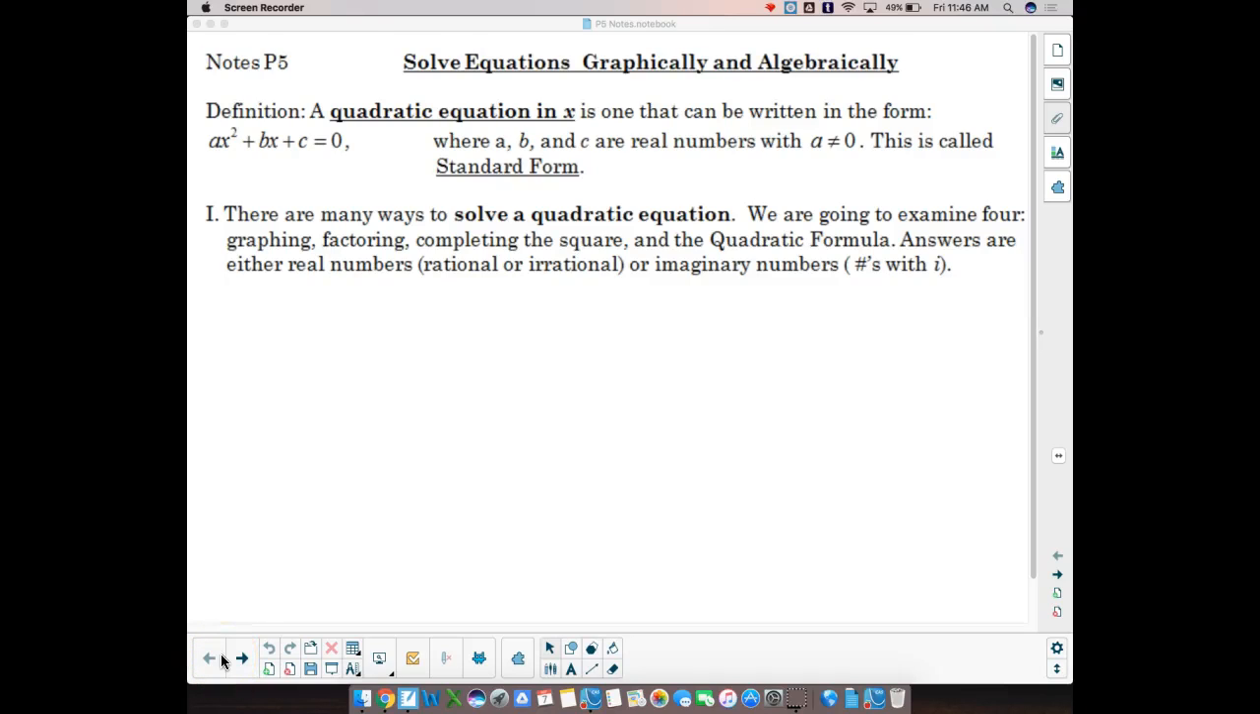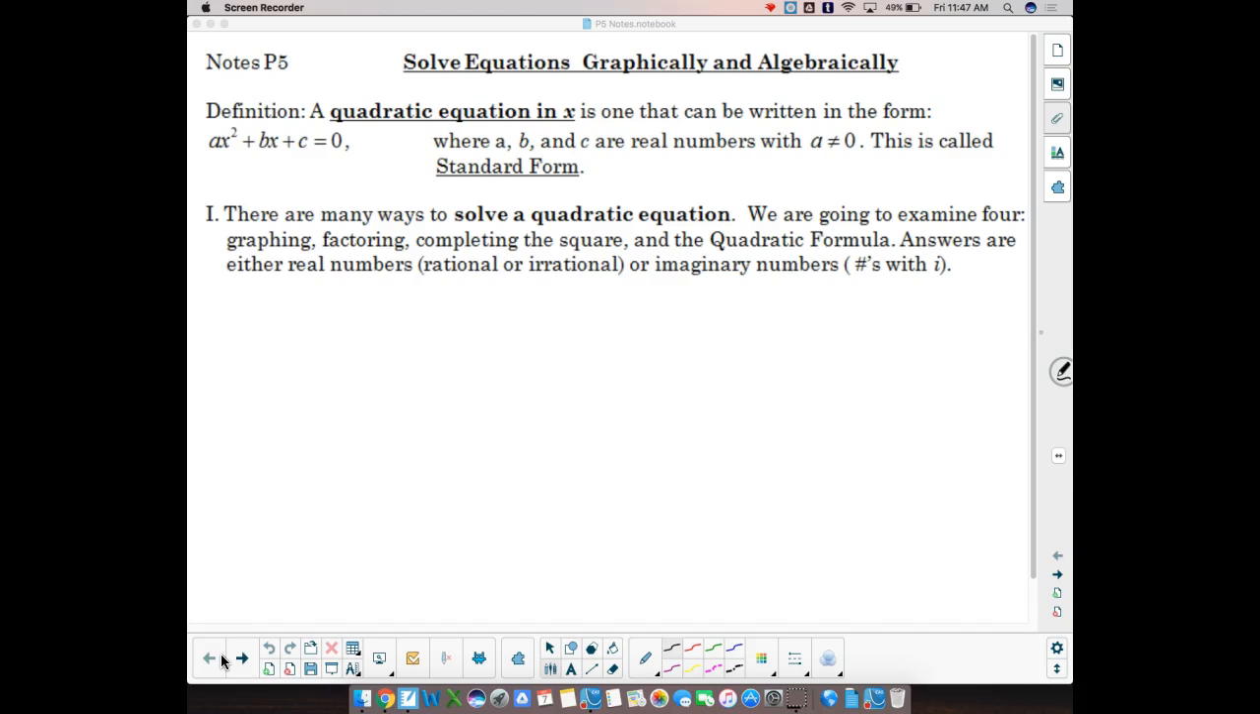Here we go. A quadratic equation can be written in the form ax squared plus bx plus c equals 0, where a, b, and c are real numbers, so that means they actually exist. They're not imaginary. And a can't be 0. That's kind of a kicker right there.